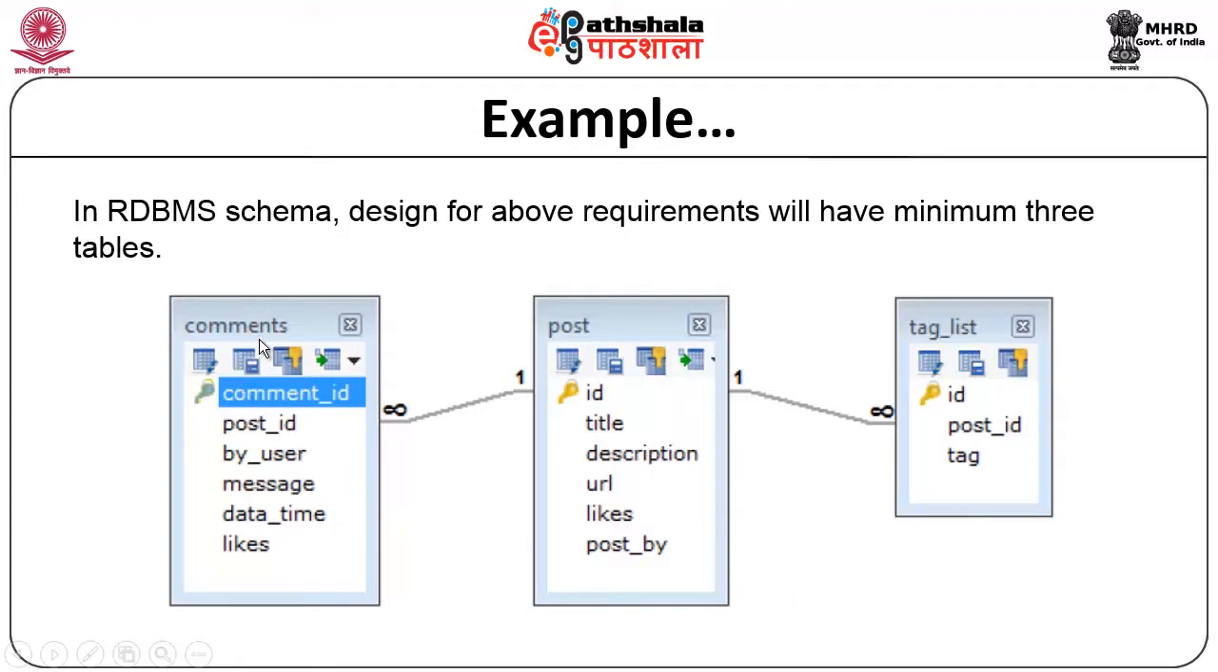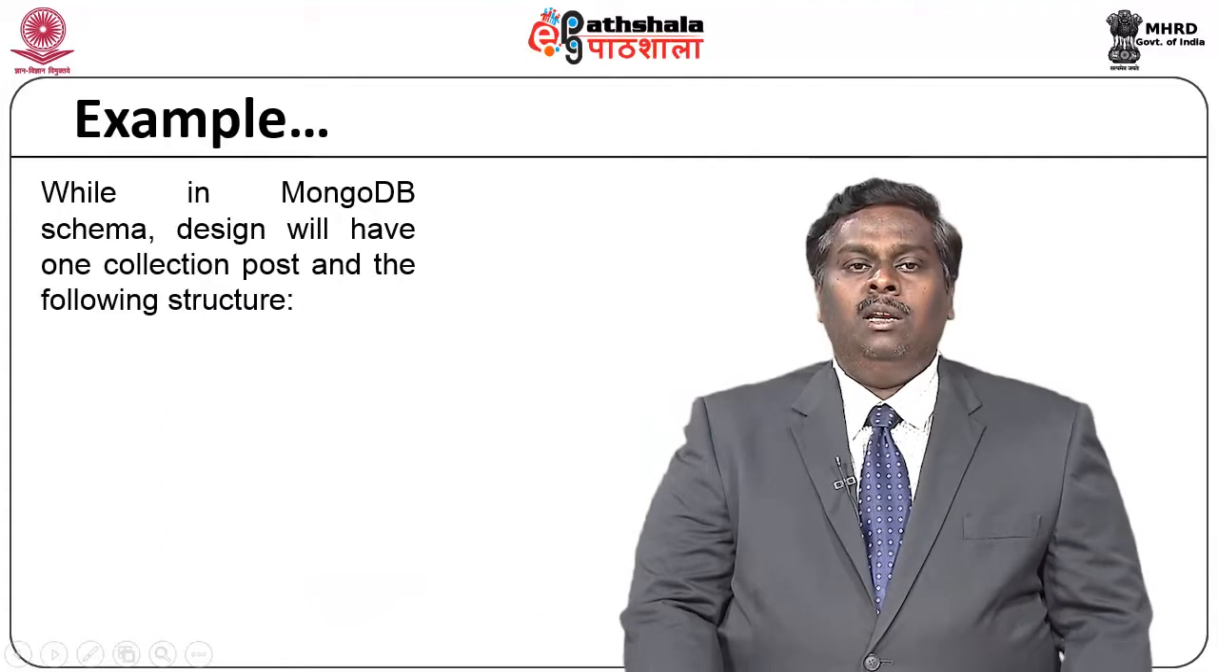So, the comments may be identified using a key called comment ID, followed by a post ID which is a foreign key from the table called post table. Comments are associated with a user, the message related to the comment, the time at which it was given and the likes. Post is associated with a title, description, URL, likes related to the post and who posted it. Similarly, tags may be used for indicating various posts.